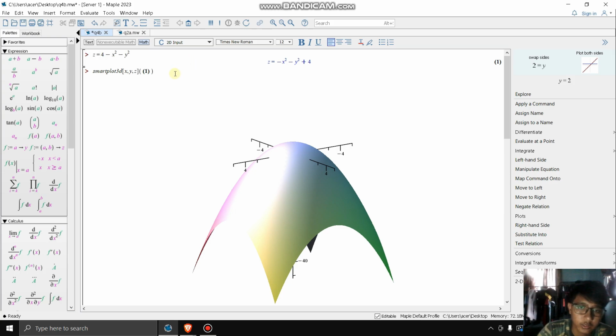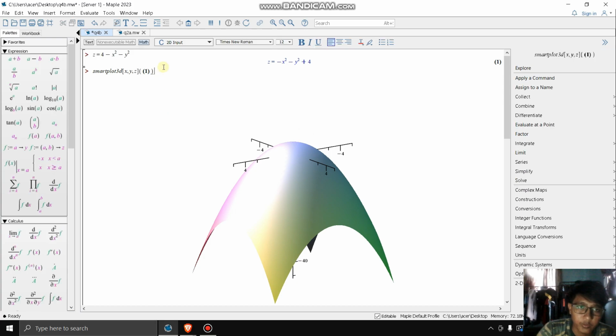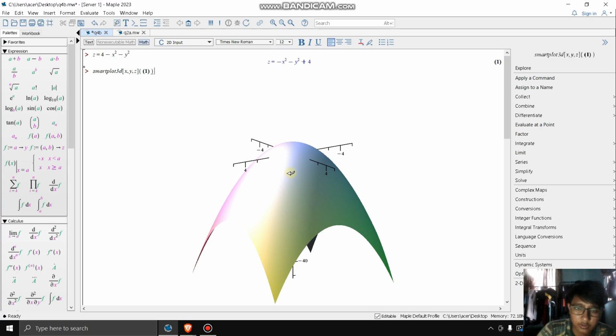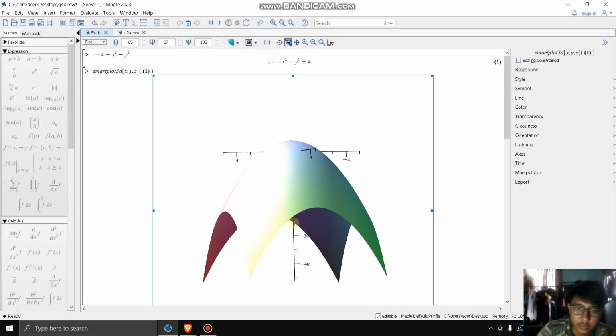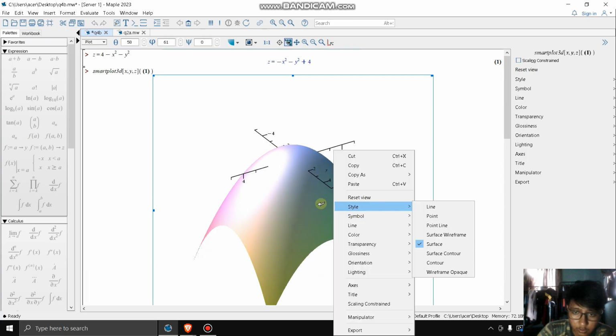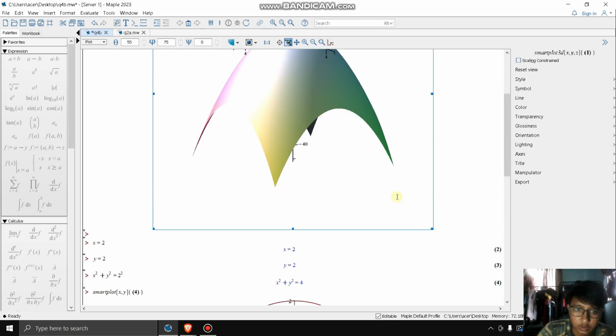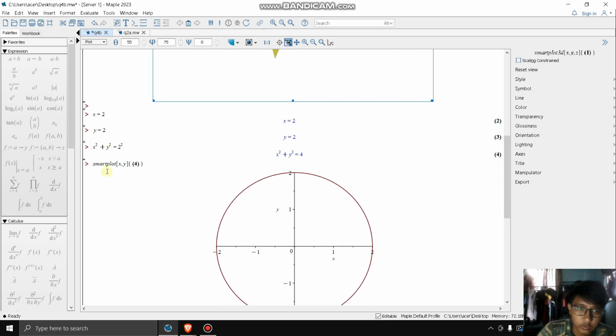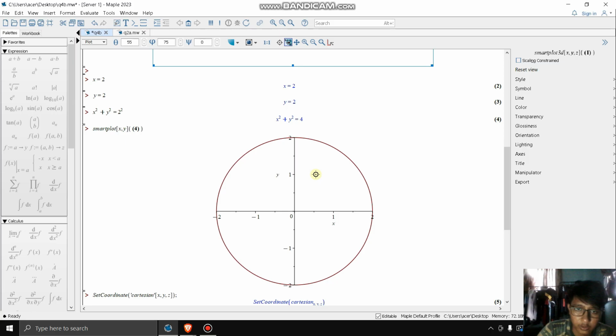Question 4B is a paraboloid. For the 3D curve, we have z equal to 4 minus x squared minus y squared. So in Maple, we have plotted the graph for the z plane as 4, the x plane as 2 and the y plane as 2. For the 2D graph, we have x equal to, y equal to, and this is the 2D graph of the paraboloid.